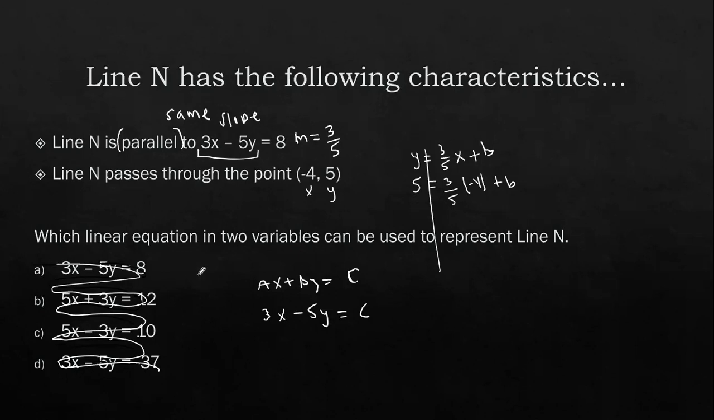Perfect. So I'm just going to plug in my points. So 3 times -4, and I would probably write this example now, minus 5 times 5 equals c. So I need to solve for c.